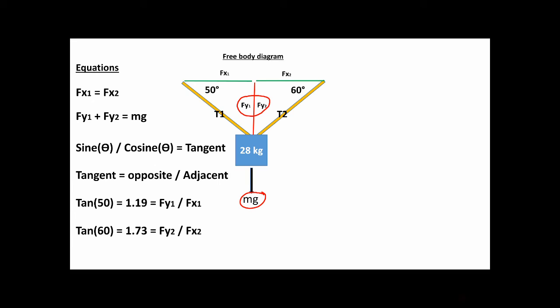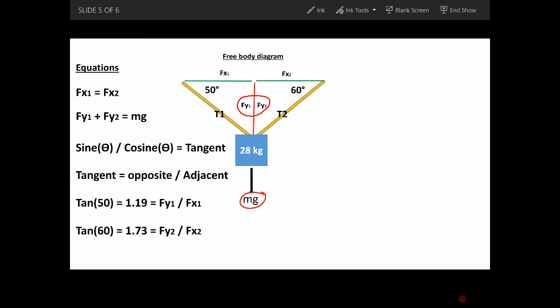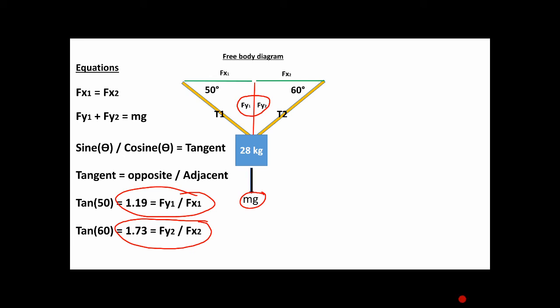So this one here, if we rearrange that, we will have 1.19 times Fx1 is equal to Fy1, and by rearranging this one, we will have 1.73 times Fx2 equals Fy2. So let's just put those together, and here's the equation.